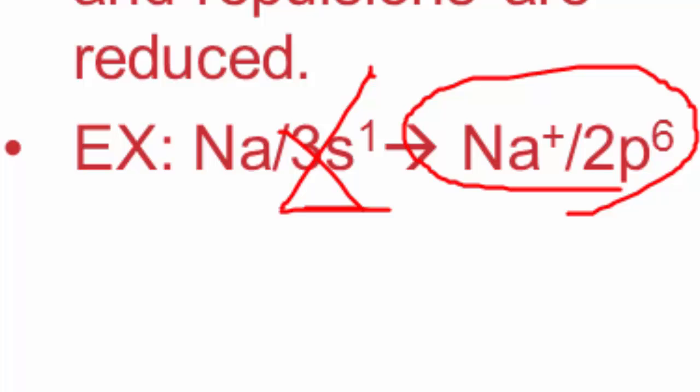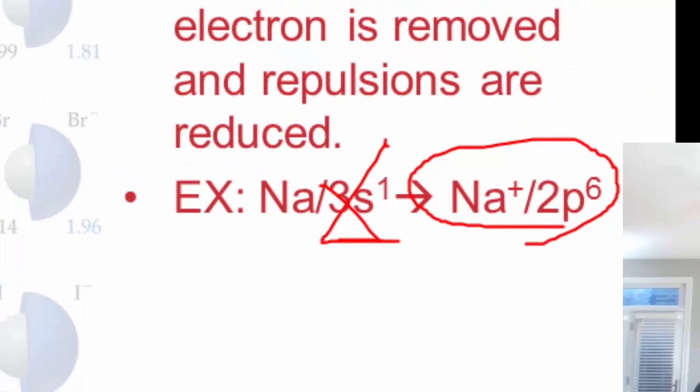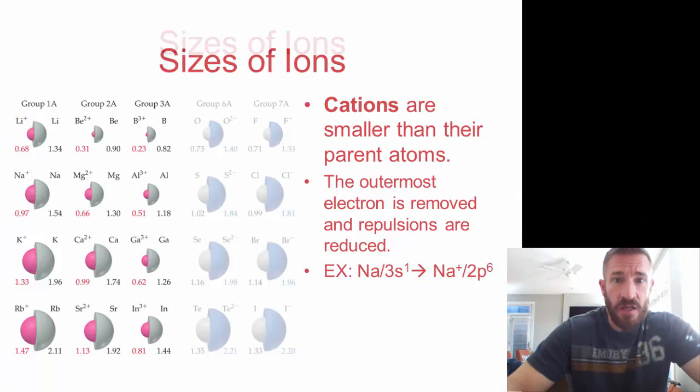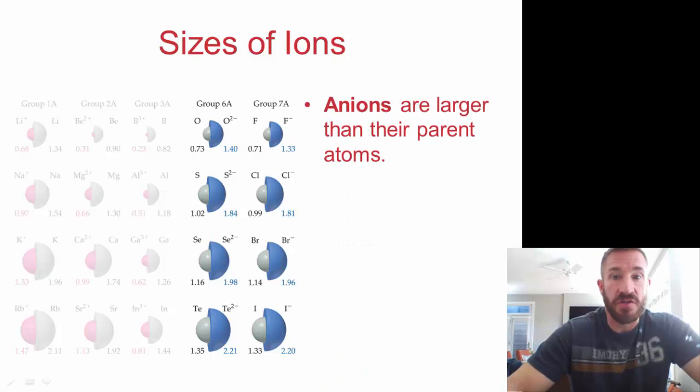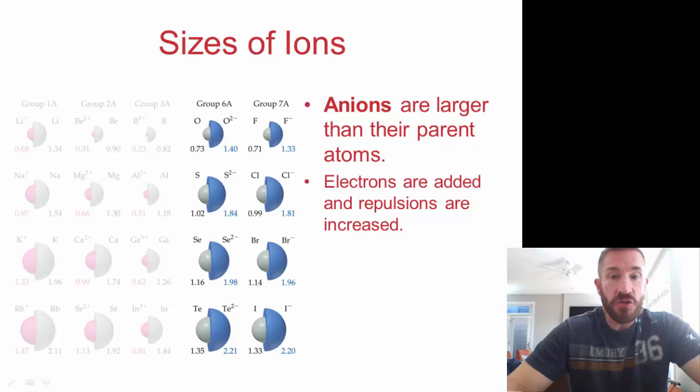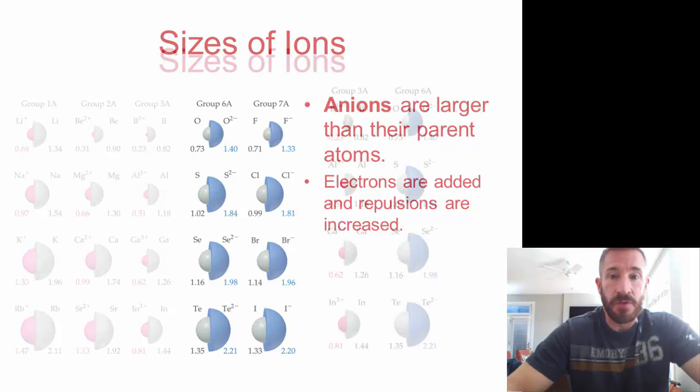All of a sudden, you're at an energy level that's much lower. Next one. Let's look at anions. Now for these, we're going to again have the same number of protons, but we're adding electrons. So anions are always larger than their parent atoms. Those electrons that you add are actually repulsed. There's increased repulsion, and so that makes the atom bigger.